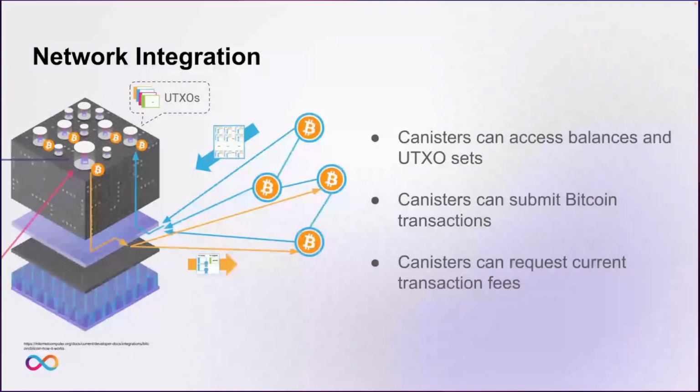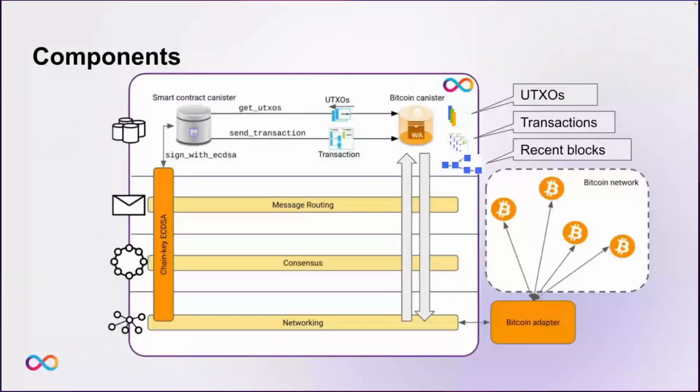And when it does, the nodes directly transmit the transaction to the Bitcoin network nodes without any need for intermediaries that might censor them. And to make sure that the transactions are actually included in a block, canisters can request current transaction fees. So let's go a level deeper and take a look at how the integration is actually implemented. It consists of two components.